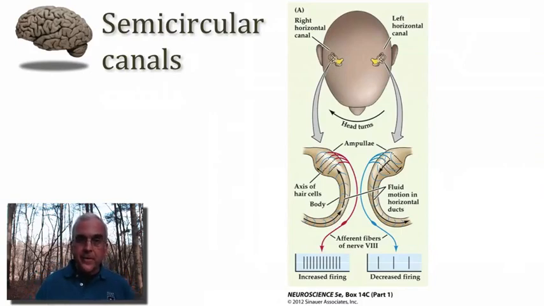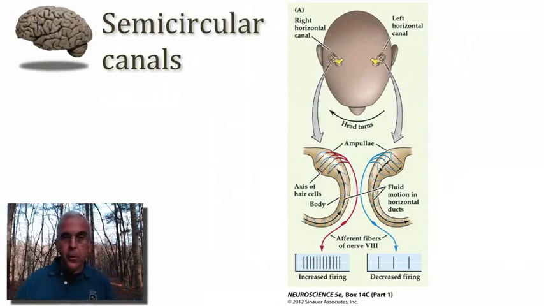I want you to appreciate the fact that our otolith organs come in pairs. There are two utricles, one on either side of the head. There are two saccules, one on either side of the head. They tend to work together because they're arranged in the same plane. The semicircular canals, however, are a little more complicated because they're arranged orthogonally to one another within the same side of the head.